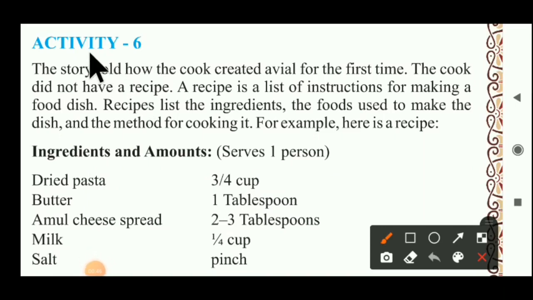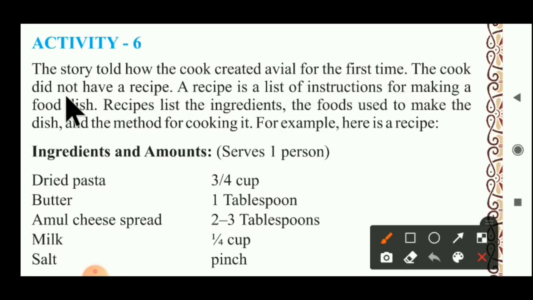Activity number 6 is given here. What is this? We have to understand about it. The story told how the cook created avial for the first time. In our previous activity, activity number 5, we studied about A New Dish, part 2. In that part 2, we studied about a new dish invention. It is known as avial. Okay? Here the story told how the cook created avial for the first time.